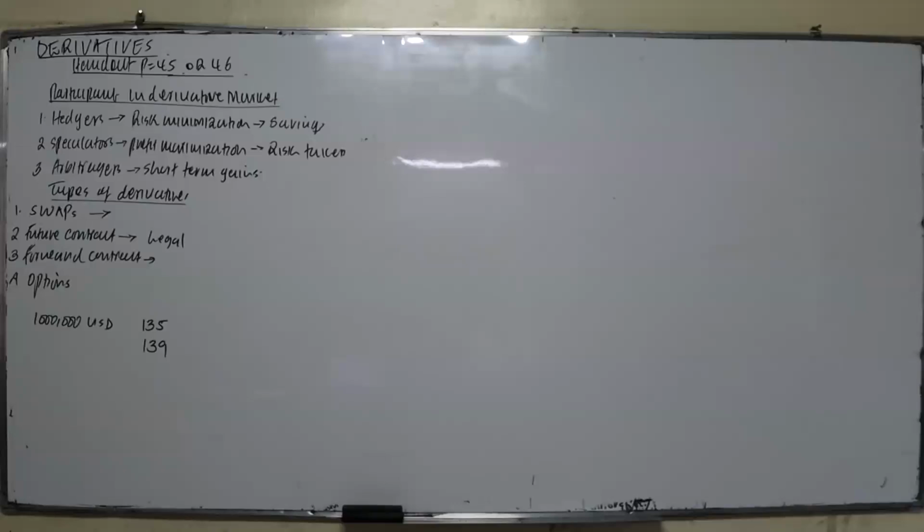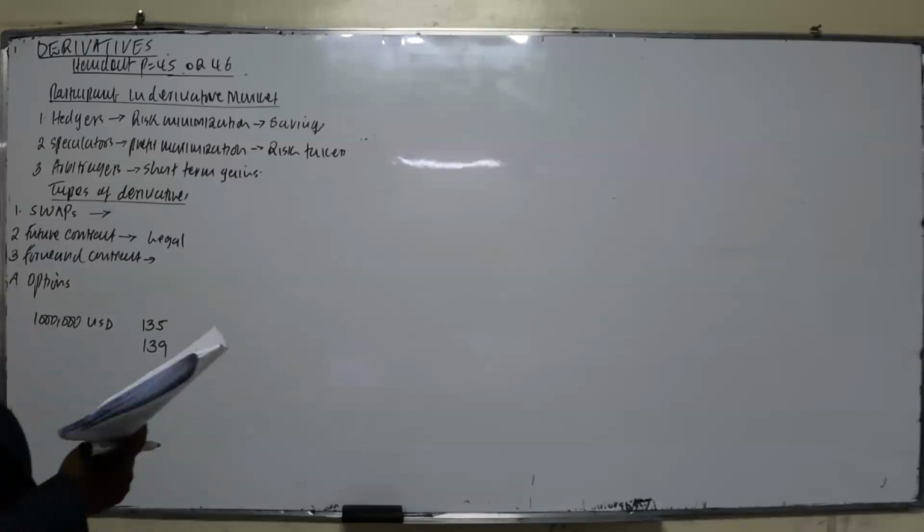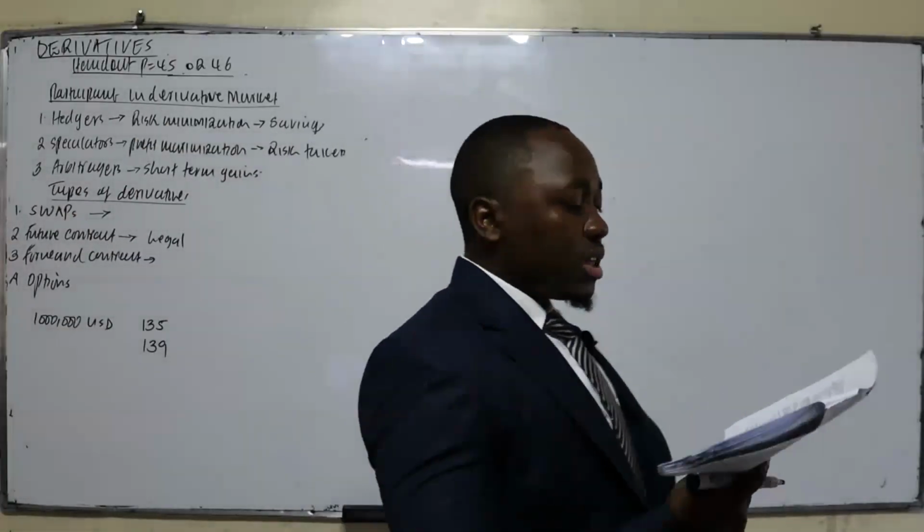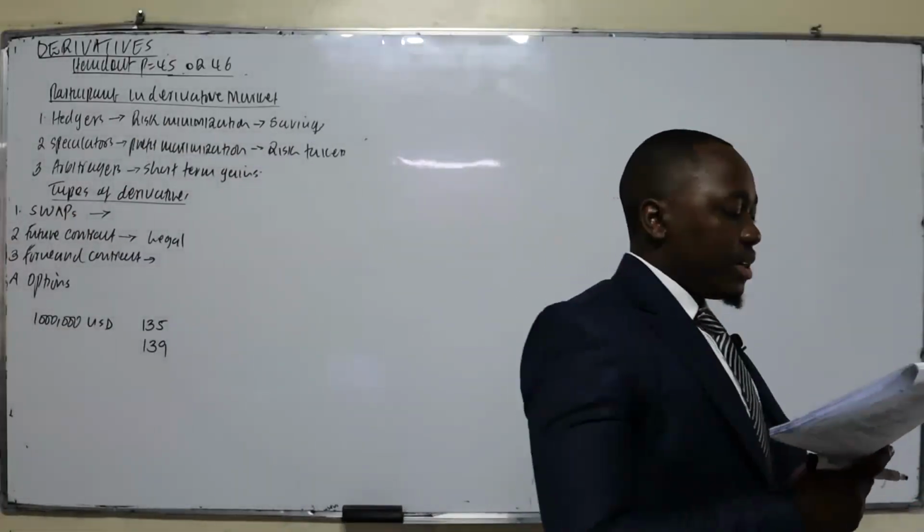Now, for the futures, they are traded in an organized or formal market. Forwards are traded on an over-the-counter market. That's what you call the informal market. And then futures involve a standardized contract, but forwards involve negotiated contract terms. We are able to negotiate.